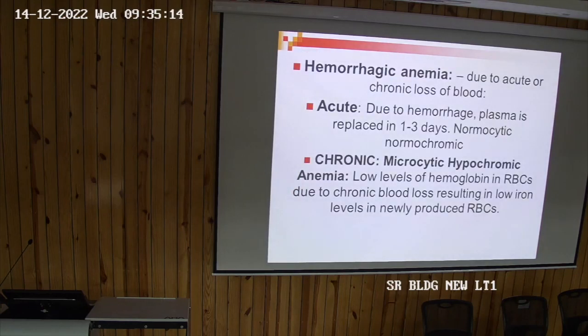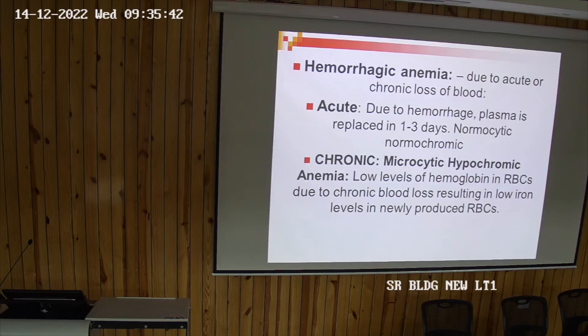Hemorrhagic anemia is due to acute or chronic loss of blood, acute due to hemorrhage. Plasma is replaced in 1 to 3 days. So when there is some duration or value with particular emphasis, please focus on this as that might come into your MCQ pattern. In any topic, if you see this on PPTs or anywhere, you should go and mark it in your book.